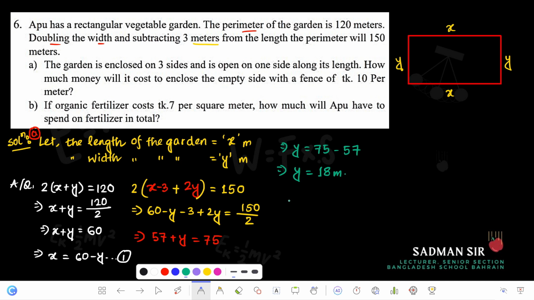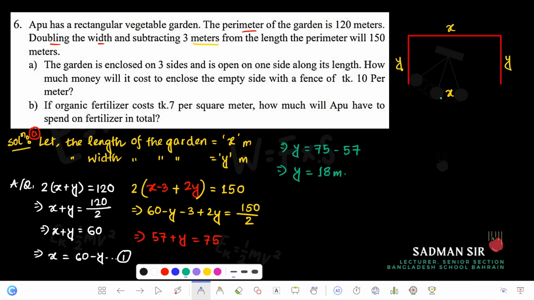18 meter. Okay. Now, they told us that the garden is enclosed on three sides and is open on one side along its length. So, we know that this is the length and this is the breadth. It is enclosed on three sides and open on one side. That means one side along the length, you can open this side also, no problem, but one of the sides along the length, they are saying that it is open. All the other three sides are enclosed.